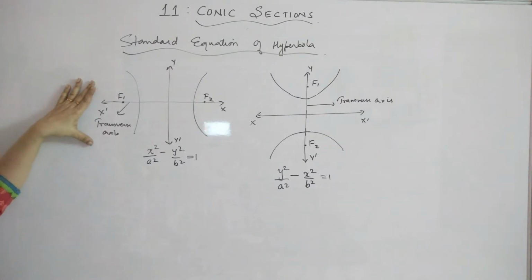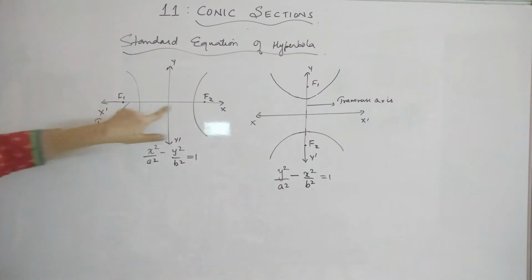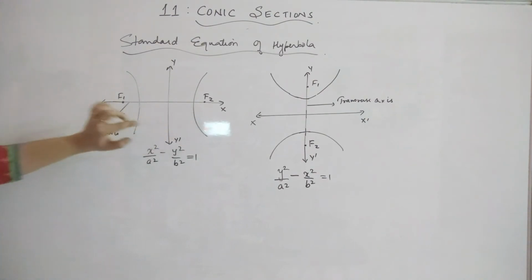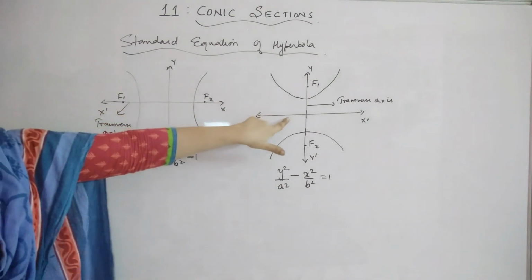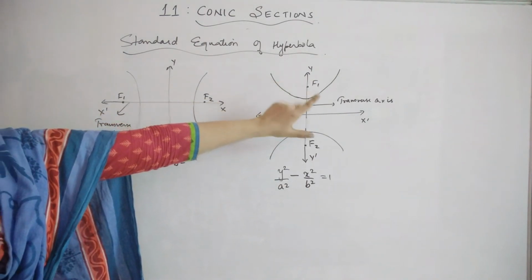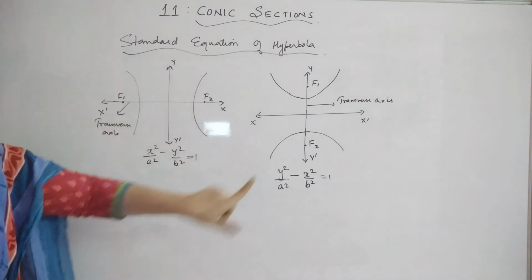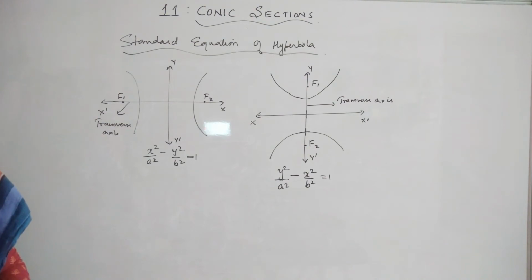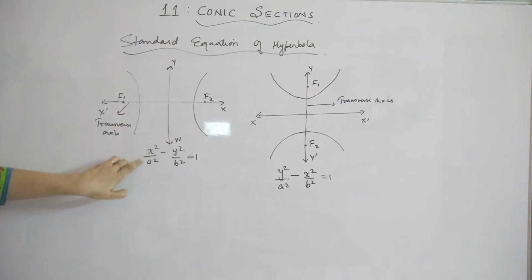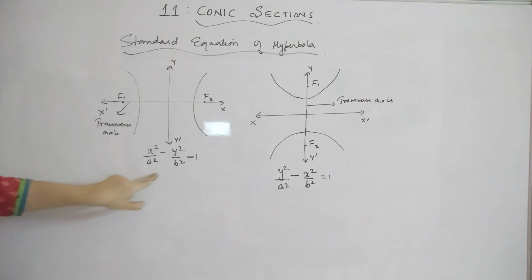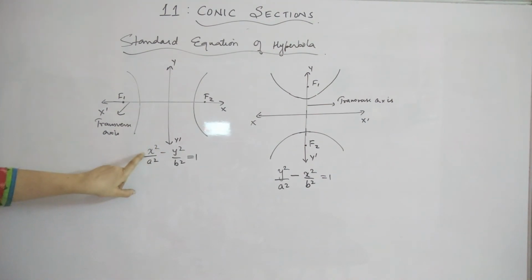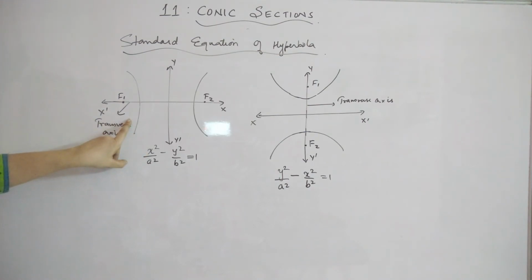The foci will always lie on the transverse axis. That is, here you can see on the x-axis the foci is lying, and this is acting as the transverse axis. And here in the second one you can see that the foci is on the y-axis, so that axis will be your transverse axis. For the first one the equation is x square by a square minus y square by b square equal to 1, and for the second one it is y square by a square minus x square by b square equal to 1. So you can just see that the positive term in the equation will give you the axis where the transverse axis is lying, or where the foci is lying, and that will be acting as the transverse axis.